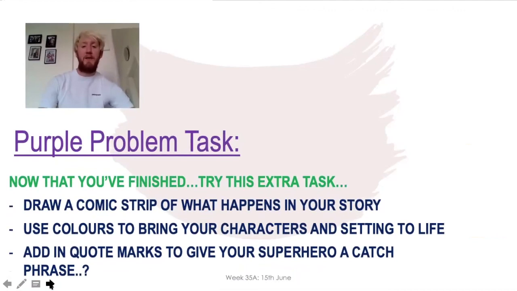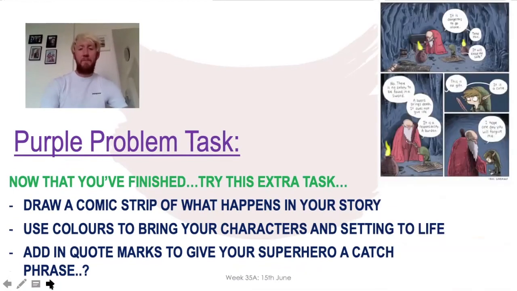Last little point then before I go and leave you to it. When you finish writing your story and you're happy with it and you've had a check over it, try then this purple problem task. Pick a section from your story, can be the beginning, the middle, or the end, and I want you to draw a comic book strip on that section. It doesn't have to be a great piece of art. It can be stickman, okay, if you feel comfortable doing that.